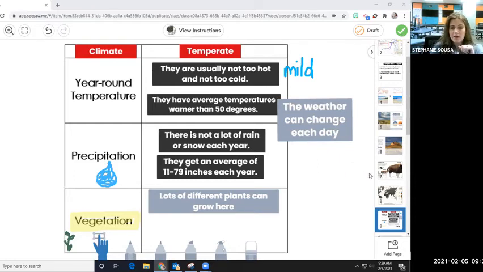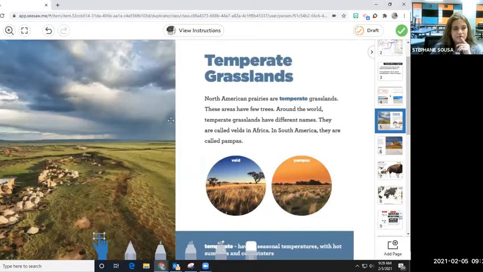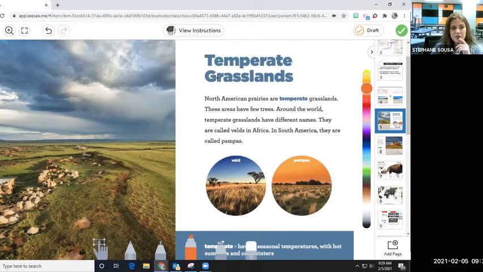All right. Let's go ahead and take a look at slide 5. And again, we're going to highlight information about temperature, precipitation, and vegetation. Okay, slide 5, here we go. Ooh, this says the word grass. I bet this is going to be about plants, vegetation. Let's see. Temperate grasslands. North American prairies are temperate grasslands. These areas have few trees. Around the world, temperate grasslands have different names. They are called velds in Africa.